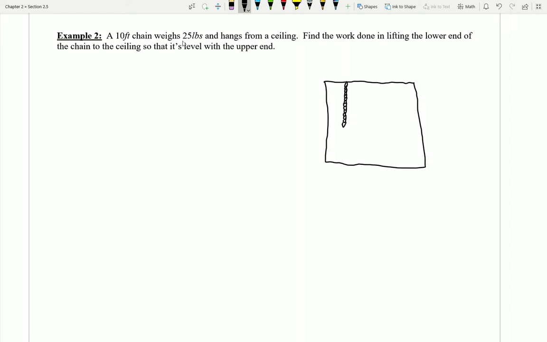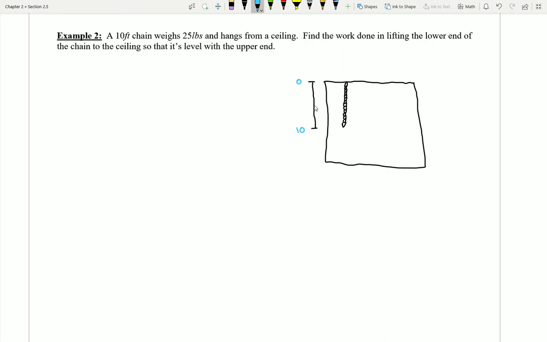Now, I know immediately a couple things about this chain, and I'm going to go ahead and start by creating a number line off on the side and marking some things about this. Now, I know that the chain is 10 feet long, so for the sake of argument, let's go ahead and put, again, 0 at the top and 10 at the bottom. It doesn't matter how you label the chain.